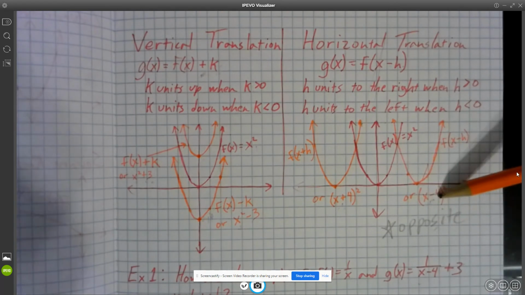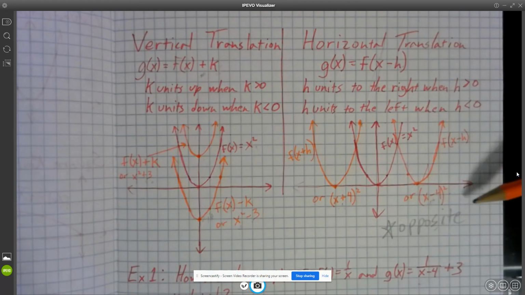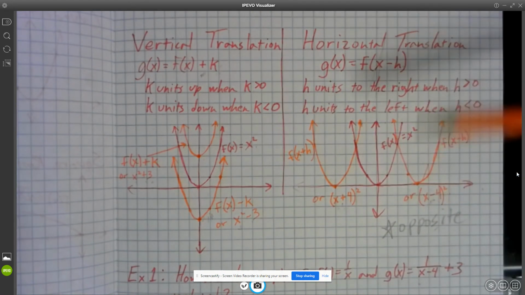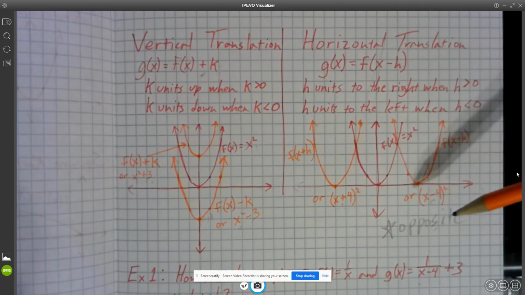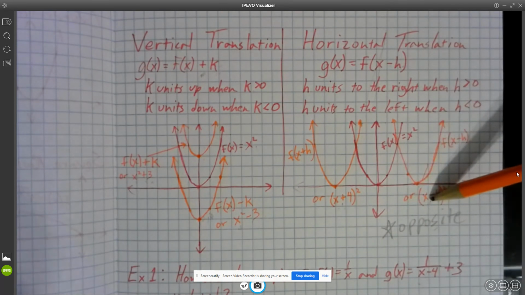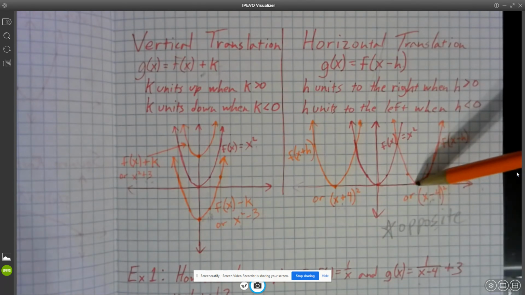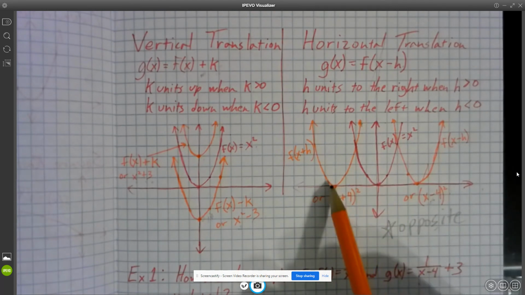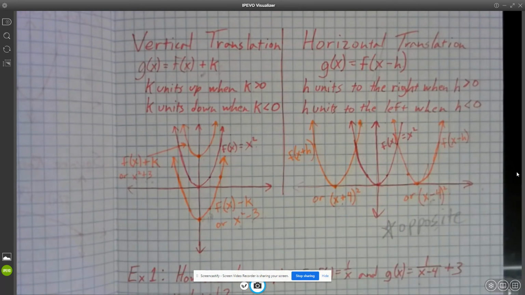So if you're subtracting a number from just the x, not the whole thing, if I subtract 4 at the very end, I get back over here to vertical translation. If it's just from the x, that means x minus 4, so I'm going to go 4 units to the right. If I'm adding 4 to just the x, I'm going to go 4 units to the left. And again, that's why I said think of the opposite.